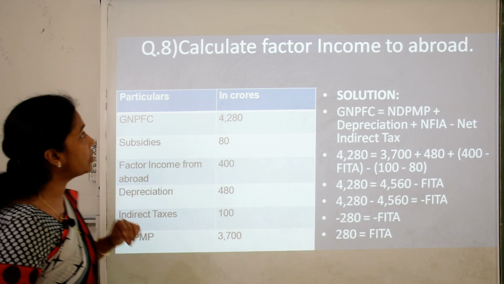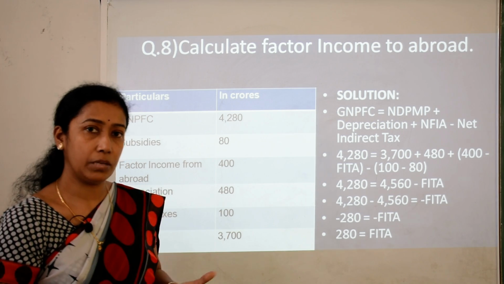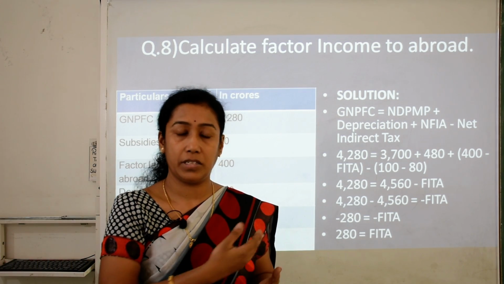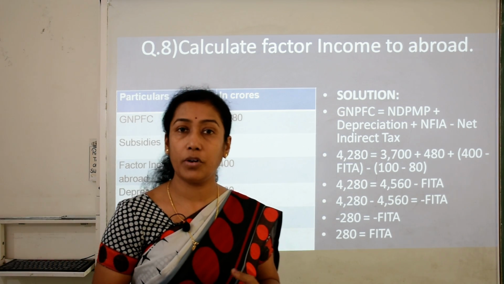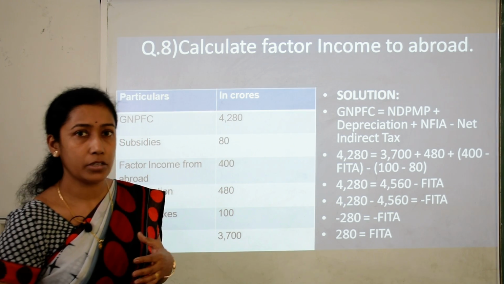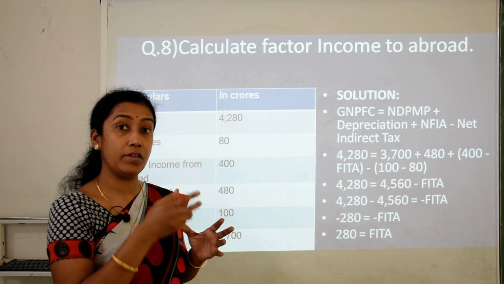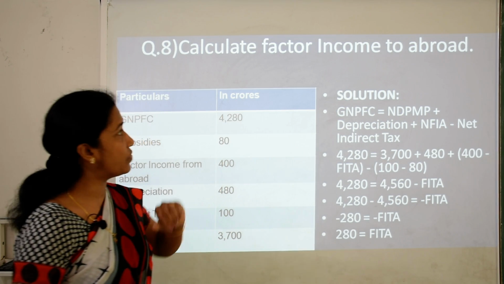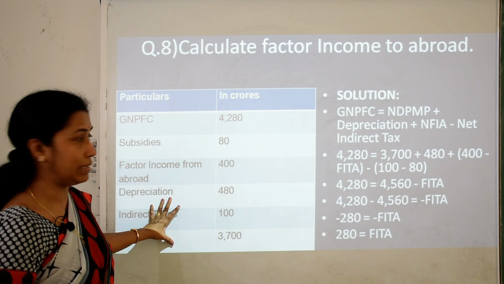Next question is, now calculate factor income to abroad. Somewhere some questions you will get, just like we have completed the 7th question where they have asked for indirect tax. In case you can be asked as subsidies, to calculate subsidies, so you need to see the formulas in which subsidies comes, or in which indirect tax comes, or in which factor income to abroad comes, and probably you need to see whatever is given here.